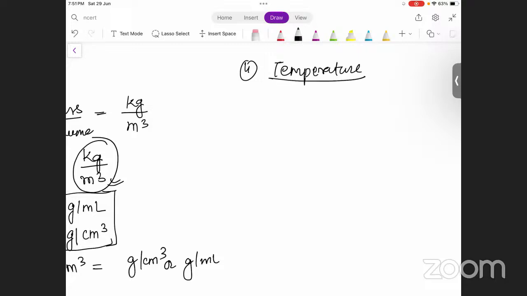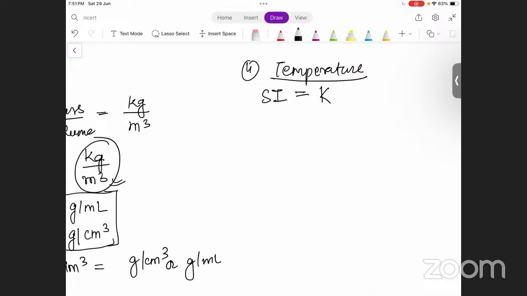So the SI unit for temperature, which you have to remember throughout chemistry, is Kelvin. And the other important thing is that we have to know all three scales that we use for measuring temperature: the Celsius scale, the Fahrenheit scale, and the Kelvin scale. So these are the three scales for measuring temperature, and the SI unit is Kelvin. You will be seeing this a lot in all the chapters because this is the SI unit.